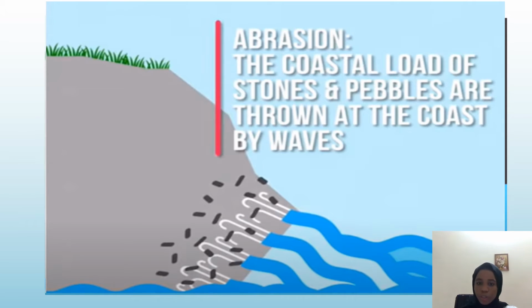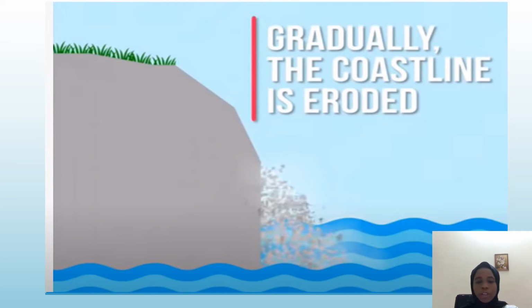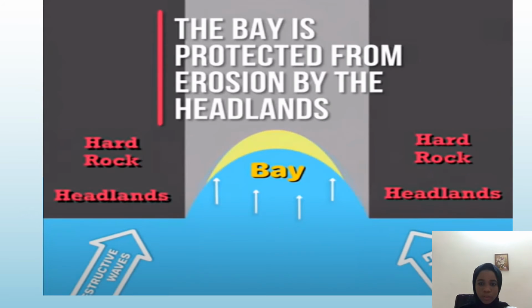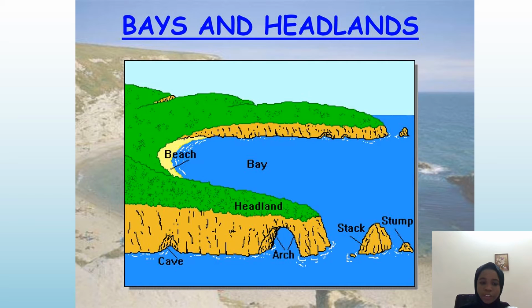Abrasion: the coastal load of stones and pebbles are thrown at the coast by waves. Gradually, the coastline is eroded. The erosion of the soft rock continues and a deep bay is formed. More resistant hard rock sticks out into the sea as headlands. The bay is protected from the erosion by the headlands. Here is a picture of bay and headlands. You can see the headland over here and the bay.